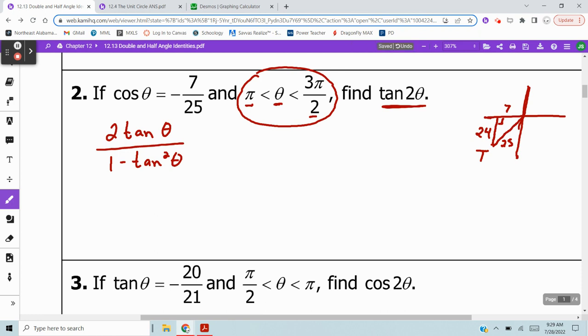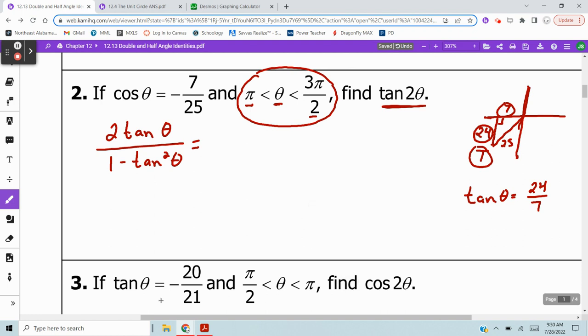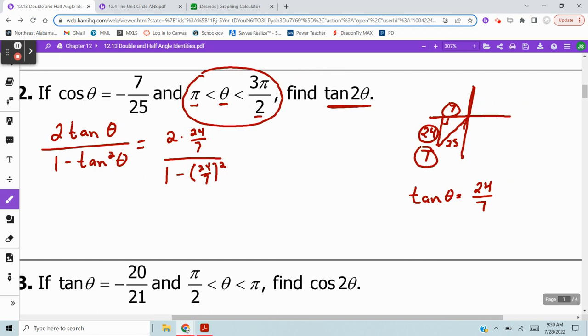And since we are in the third quadrant, notice that tangent is positive. So our value of tangent, which is what we're going to need for our formula, would be opposite over adjacent, which would be a positive 24 over 7. So that's what we're going to need to plug into our formula. So we now have on top 2 times 24 over 7. On bottom, we have 1 minus 24 over 7. And since it's tan squared, we do have to square that.